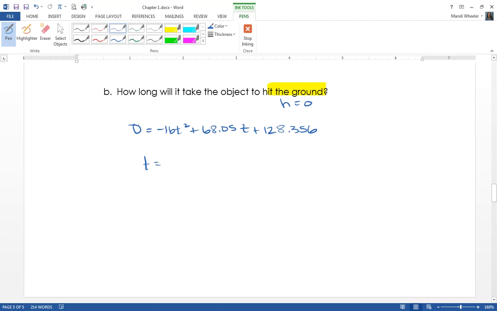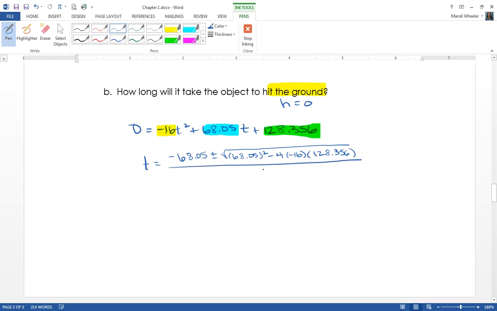It is equal to 0, we've got everything on one side, so we're ready to plug in our a, our b, and our c. Remember, it's negative b plus or minus the square root of b squared minus 4ac, all over 2a.